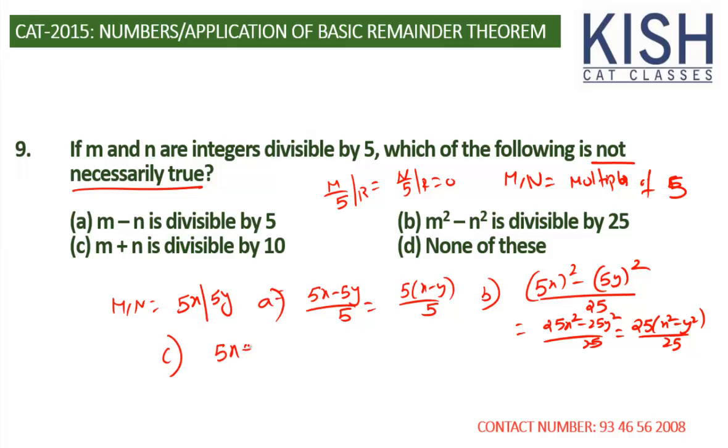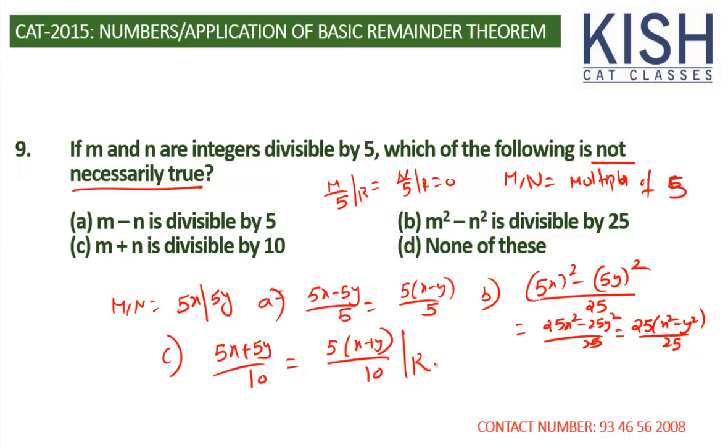Now check answer option C. It's 5x plus 5y divided by 10. So that is 5 times x plus y divided by 10. Now the remainder. If x plus y is an even number, then it is a multiple of 10. If x plus y is an odd number, then we get a remainder 5.